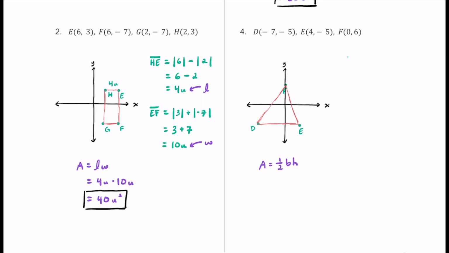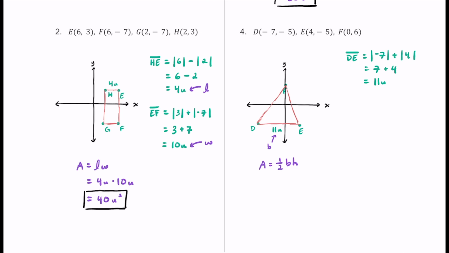Okay, so for segment DE, let's go ahead and add the absolute value of -7 and the absolute value of 4. Now the absolute value of -7 is 7, and the absolute value of 4 is 4. So 7 plus 4, that's going to be 11 units. So this is going to be the base for this triangle. Just label that with a B for the base. Okay, that's how far across it is.